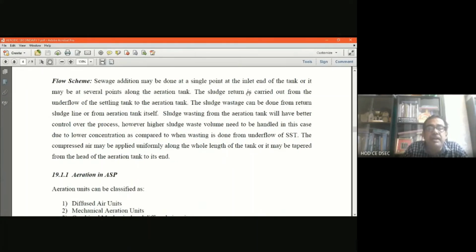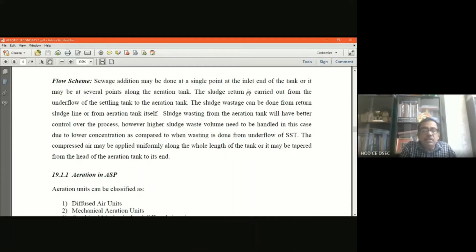So that is the flow scheme I am going to highlight. Now, sludge return is carried out from the underflow of the settling tank, that is the SST, to the aeration tank. Sludge wastage can be done from the return sludge line or from the aeration tank itself. Sludge wasting from the aeration tank will have better control over the process. However, a higher sludge waste volume needs to be handled, due to lower concentration, as compared to when wasting is done from the underflow of SST.